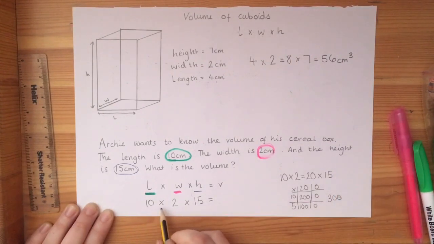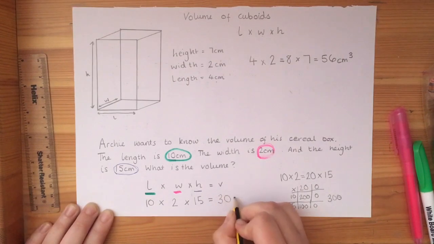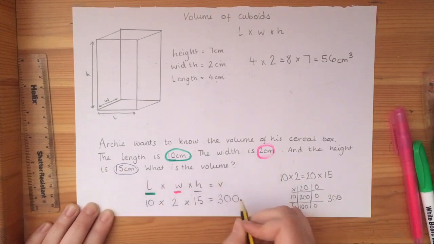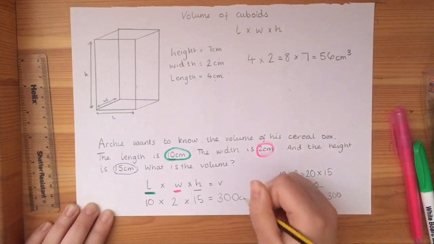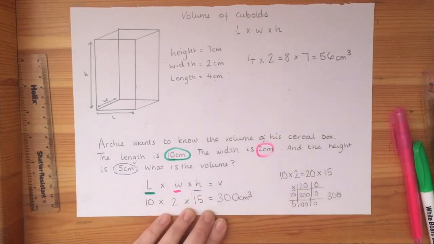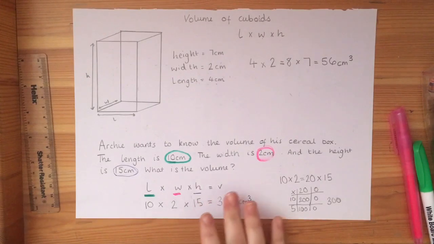So 10 times 2 times 15 equals 300. I'm going to check in the question what unit of measurement I'm in, and I'm in centimetres, so it'll be centimetres cubed. Okay, so that's the answer to that question.